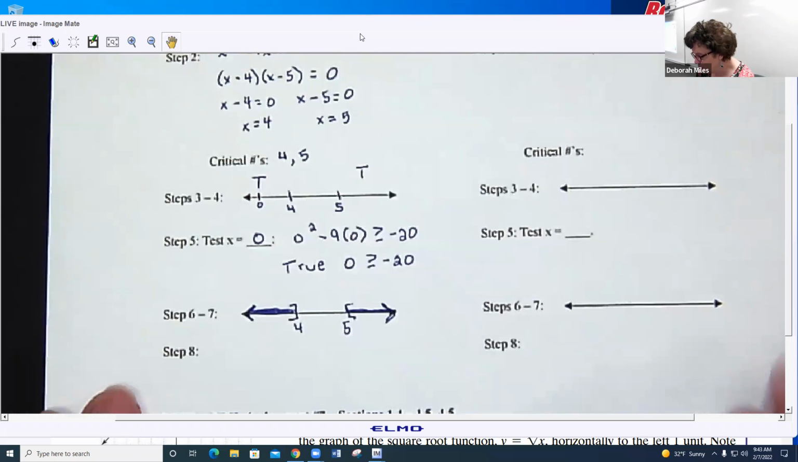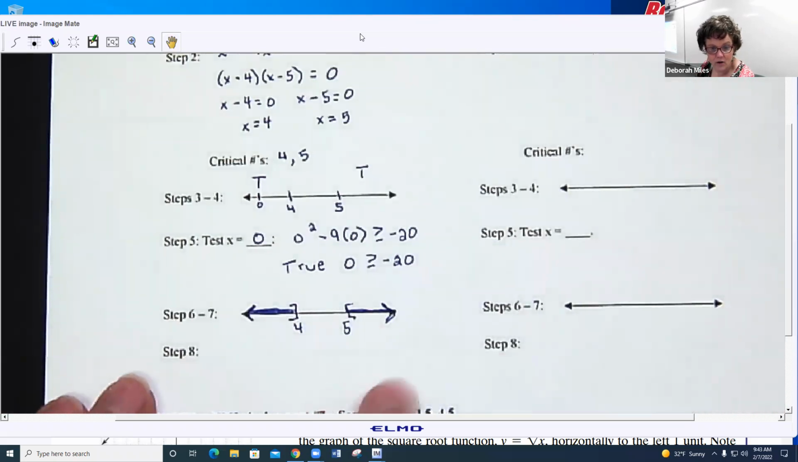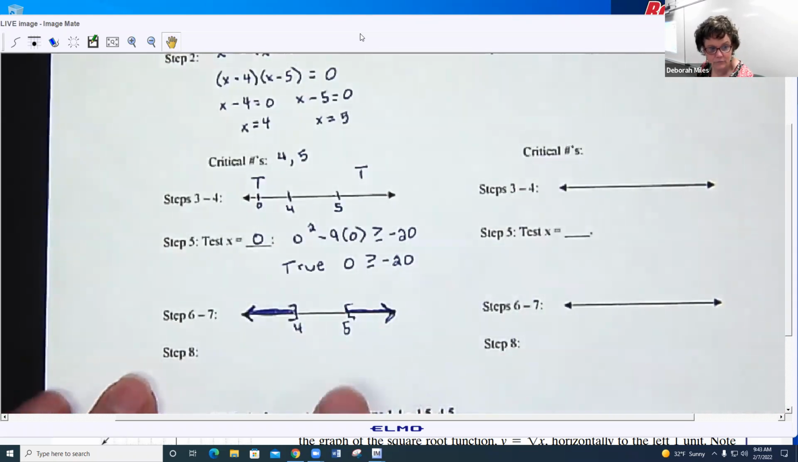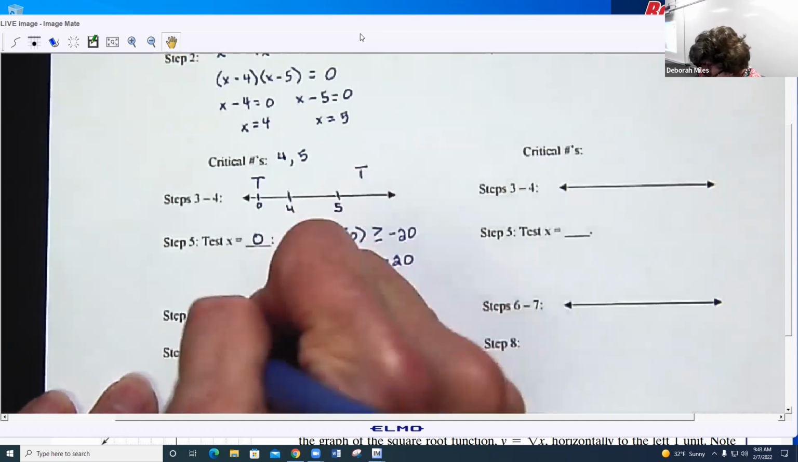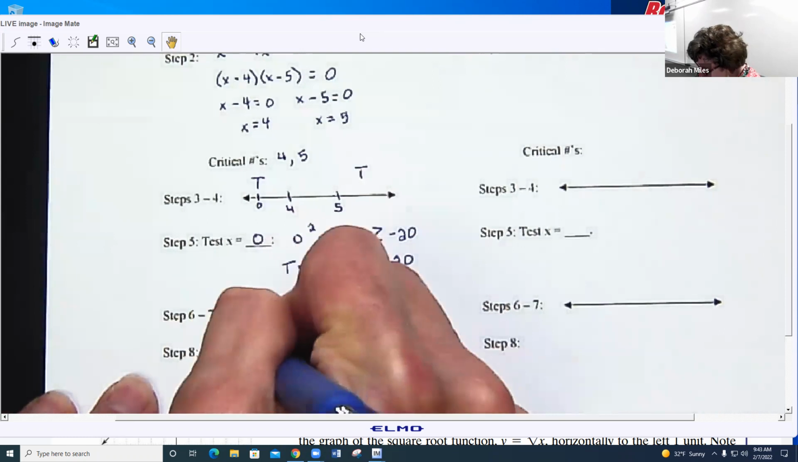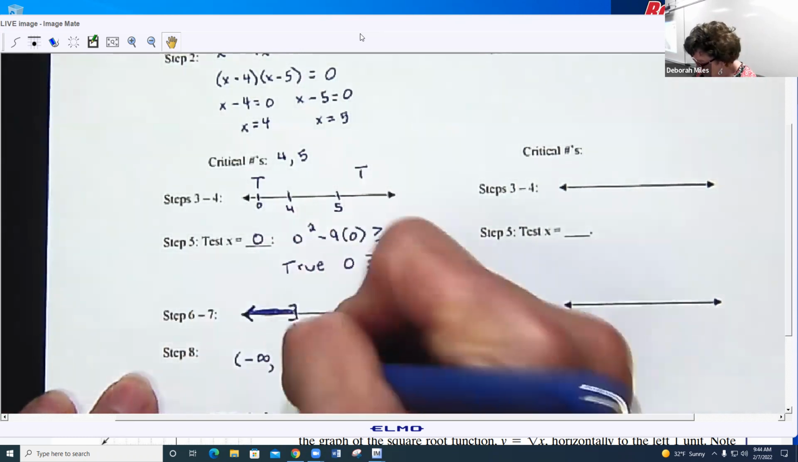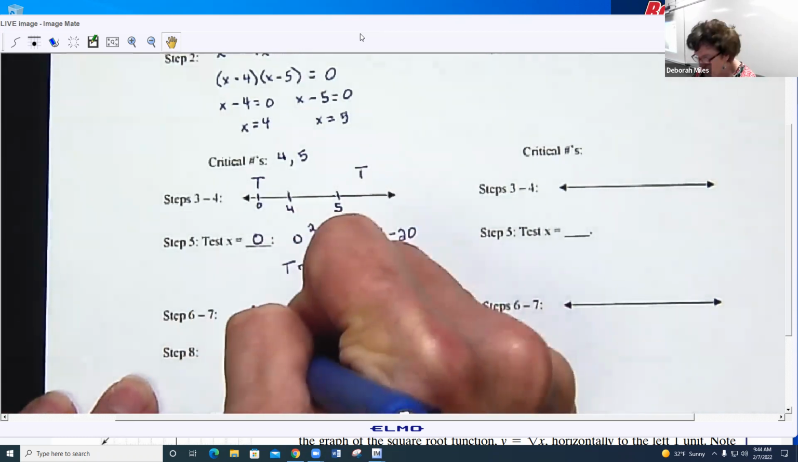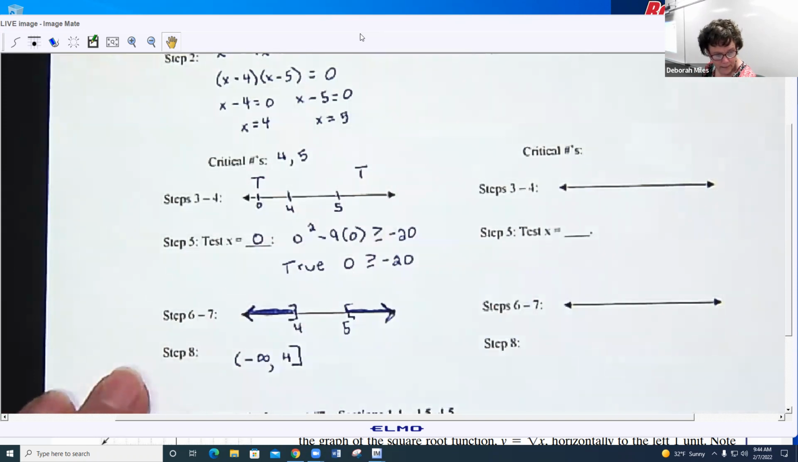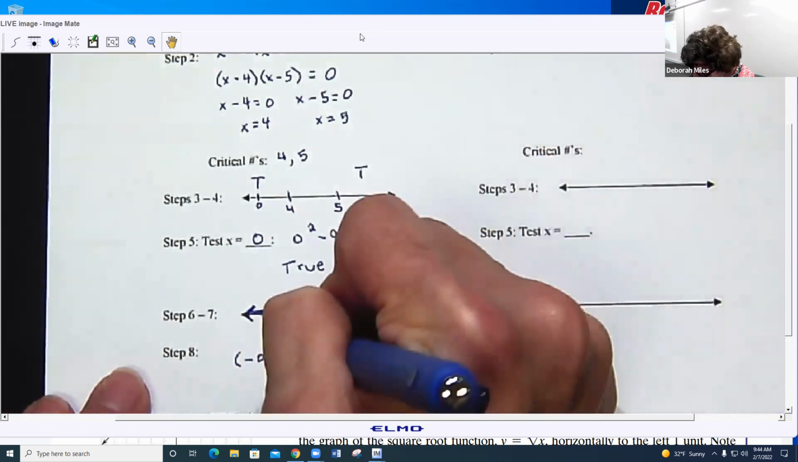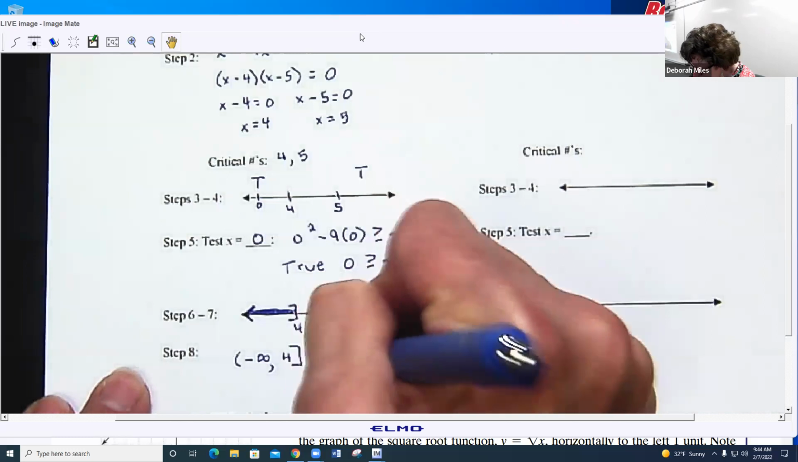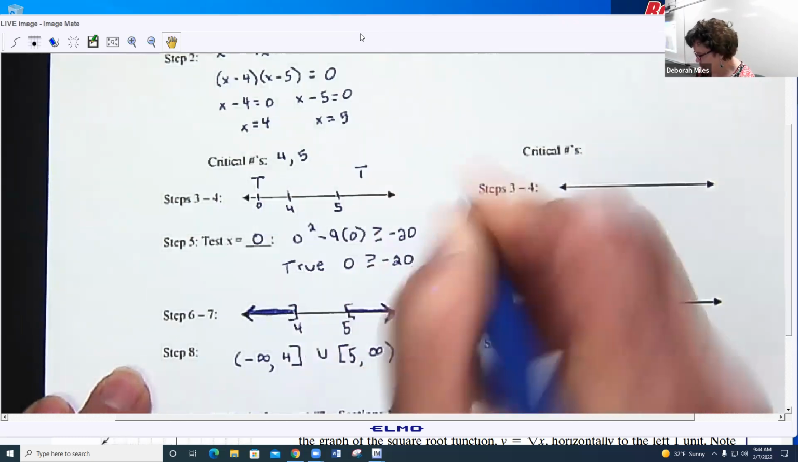Last thing I have to do is write what I have shaded on my number line in interval notation. Forever to the left is negative infinity up to 4, including 4, and from 5 to infinity, including the 5.